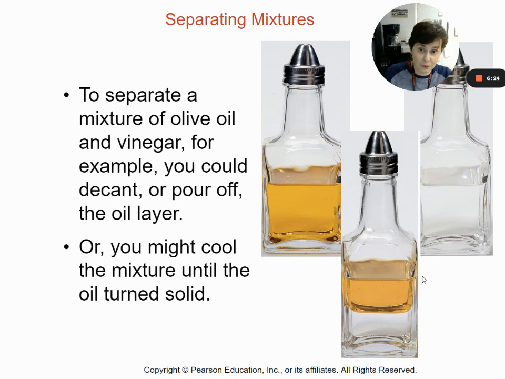To separate olive oil and vinegar, you could pour off the oil layer into another container, or a fancy term for that is decant it. You could also cool the mixture until the oil turns solid and you can scrape it off the top. You might see this during cooking if you're making soup and you let it cool and you see a layer of fats and oils stick at the top and you skim that. I see that in a lot of chicken broth too. There's always ways to separate mixtures.